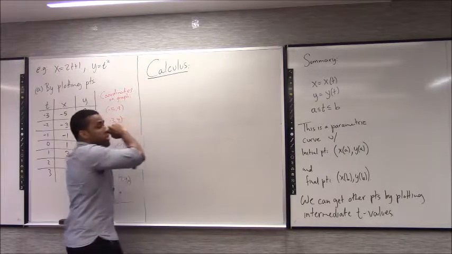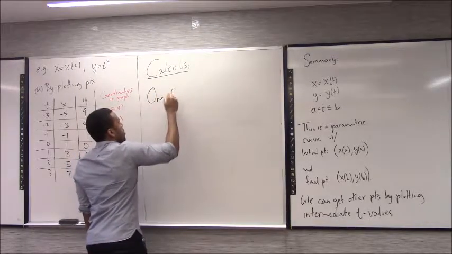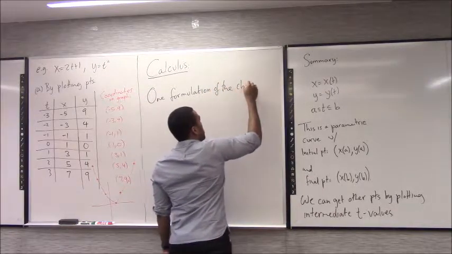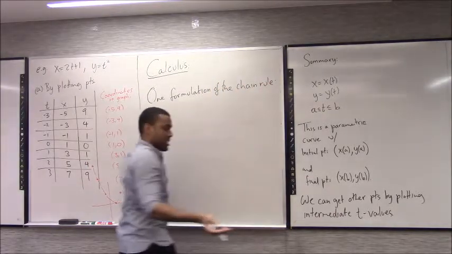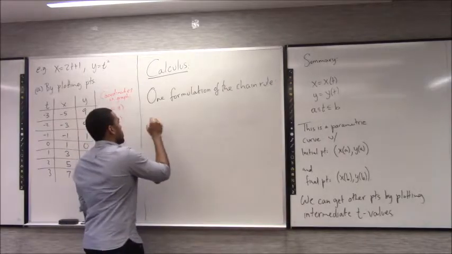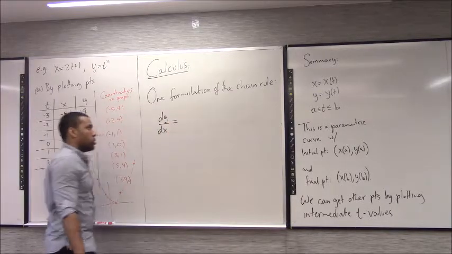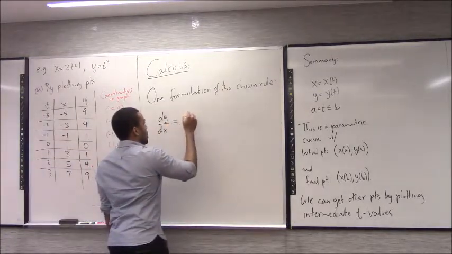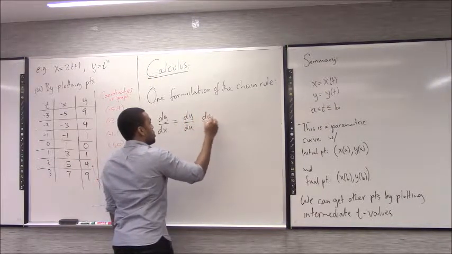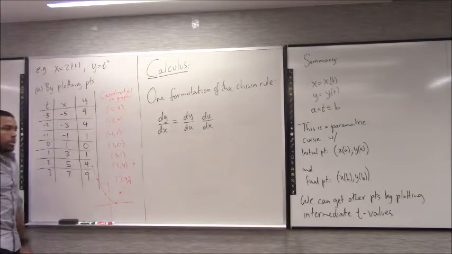We're going to talk about derivatives mostly here. So there's a formulation of the chain rule that says the following. It's not the one that people usually think about when they think of the chain rule, but it's one way of writing down the chain rule. That dy/dx can be equal to dy/du times du/dx. I don't know if you guys remember that version of the chain rule.